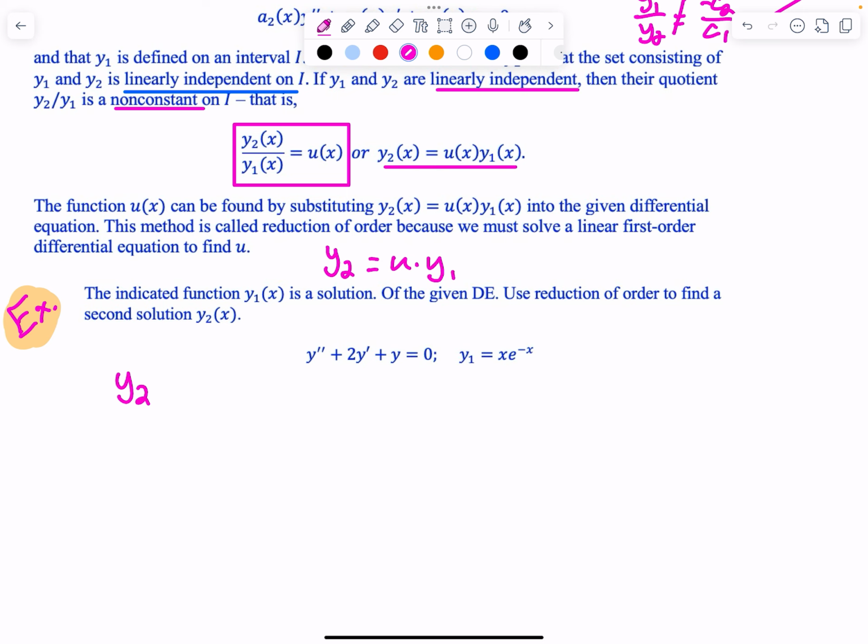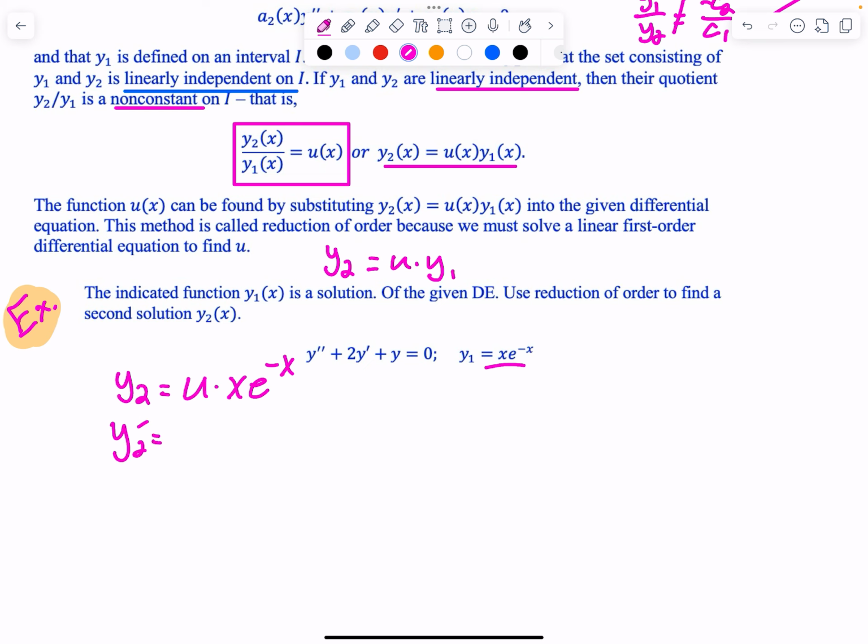So y2. Let's go ahead and write y2 first. It's going to be u times x e to the negative x. I grabbed that y1 here. So that means y2 prime is going to be a product rule, and u is a function of x. So let's write it out long ways just in case maybe you need it.